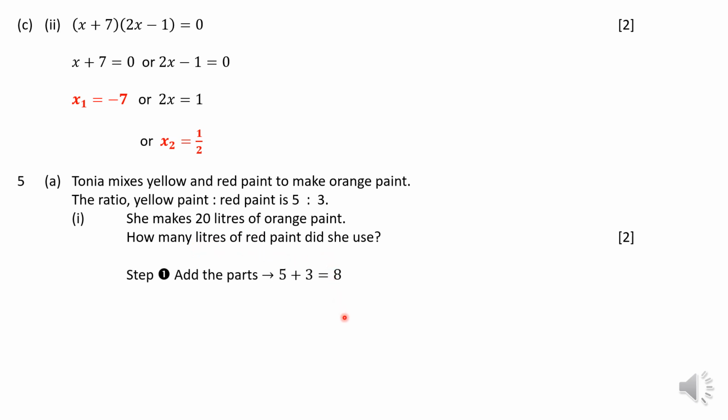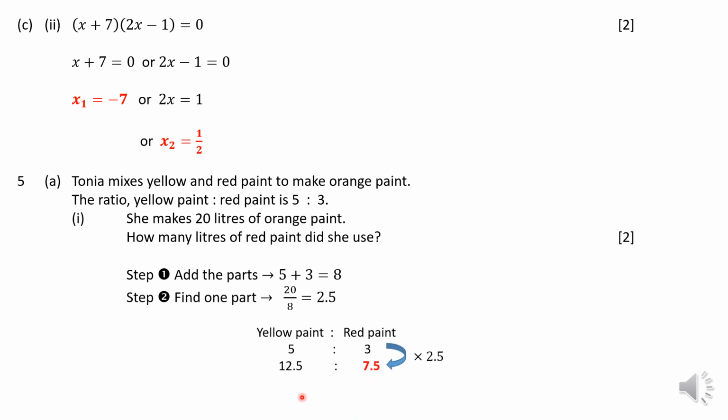So there are a few steps you can do. First, add the parts. Then you find one particular part, 20 divided by 8 gives you 2.5. And you multiply 5 times 2.5 and 3 times 2.5. When you do that, you realize you have already the answers that you're supposed to find. So I've indicated my answer in red here. So I am looking for 7.5 liters. That is what they are using for the red paint.